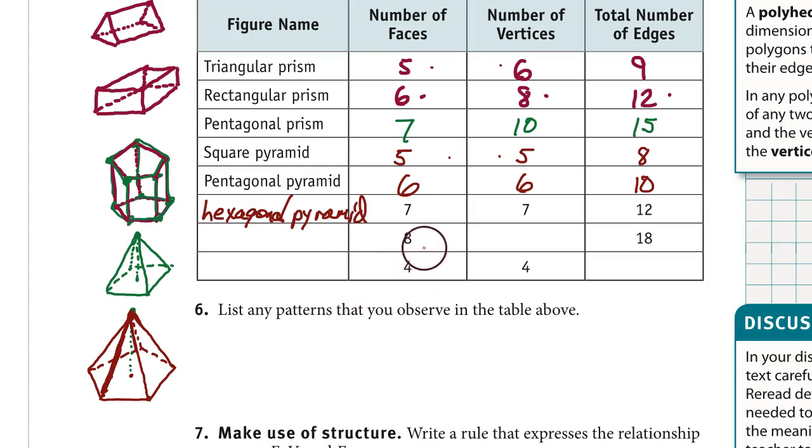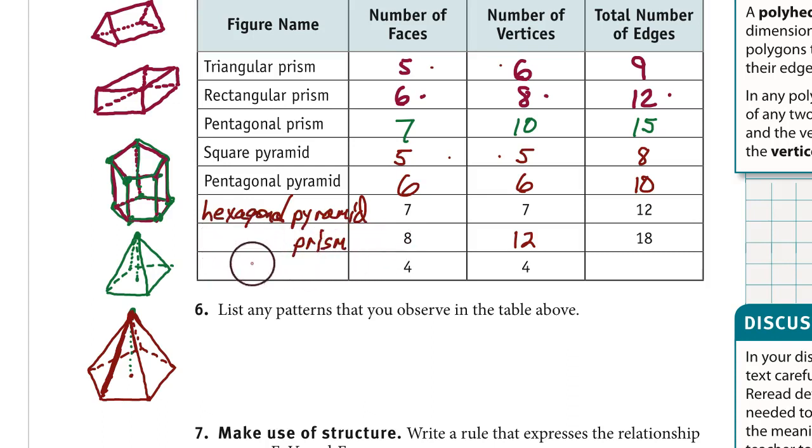Next row. The faces is 8, the vertices is missing, and the total edges is 18. Remember that this 18 is 2 less than the sum of the faces and the vertices. So this here must be 12. 8 plus 12 is 20, and then the 18 is 2 less than the 20. Now we're able to name it. Because the faces is not the same as the vertices, this is a prism.